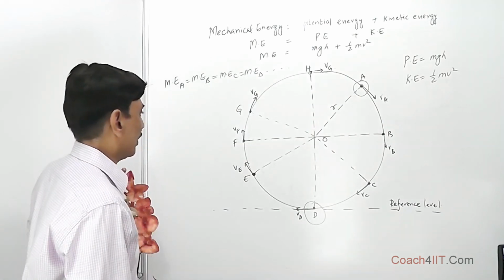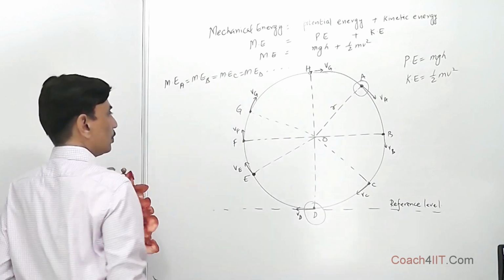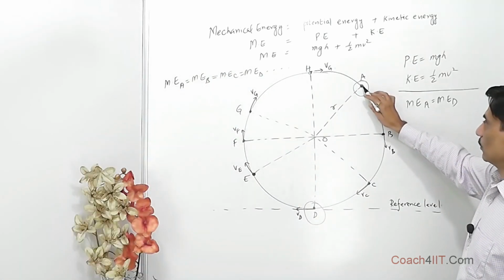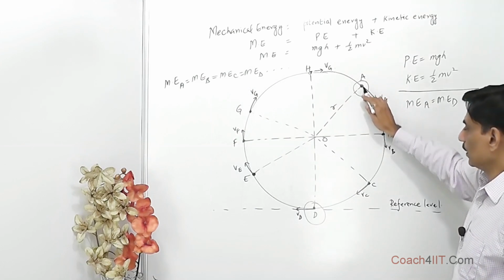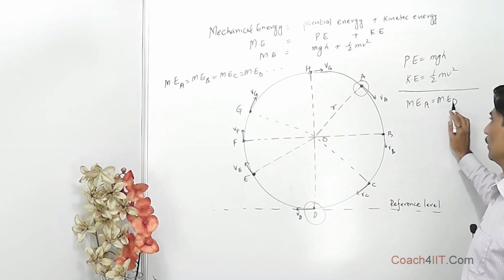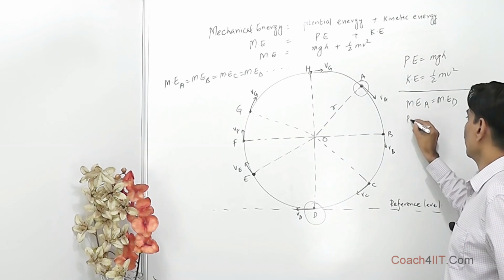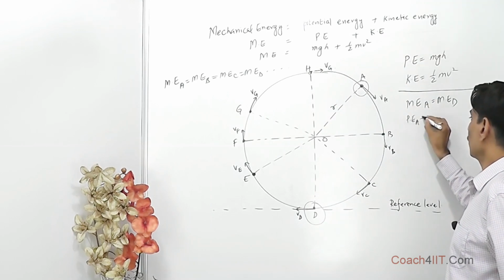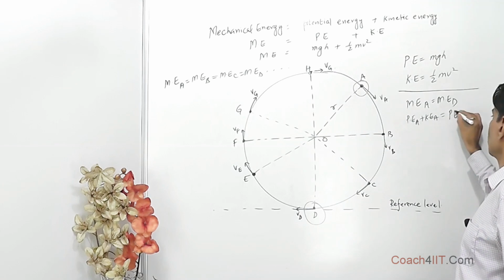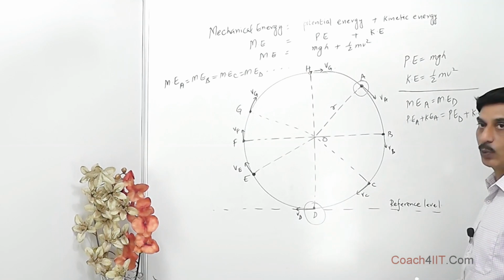So we have taken two points, A and D, and we are going to use the conservation of mechanical energy principle between them. Mechanical energy at point A is equal to mechanical energy at point D. But what is mechanical energy? It is mgh plus half mv square. So we can say potential energy at A plus kinetic energy at A is equal to potential energy at D plus kinetic energy at D. This is what this means.